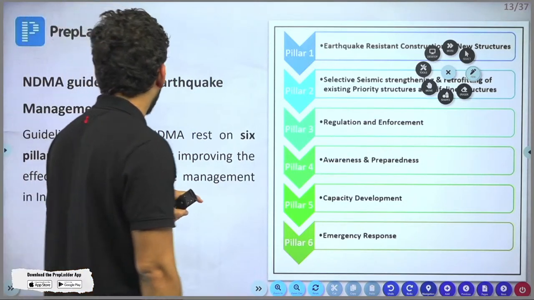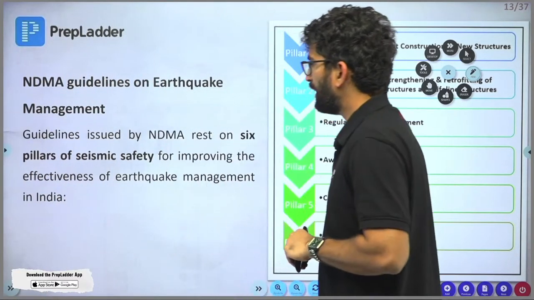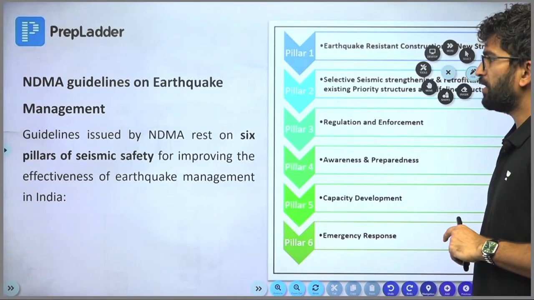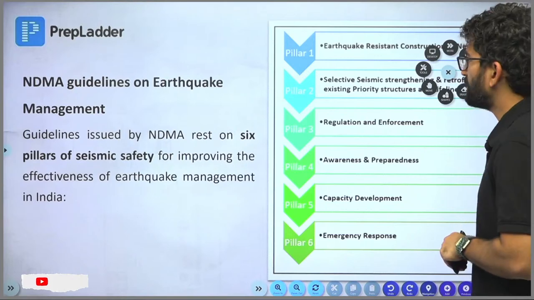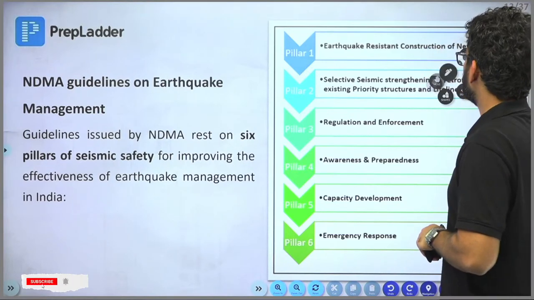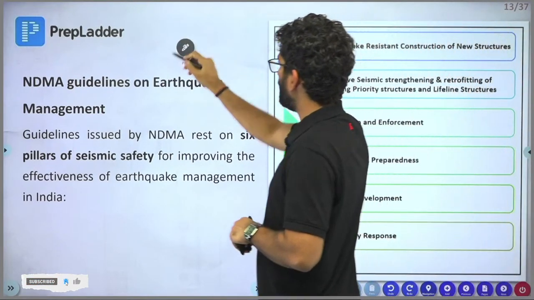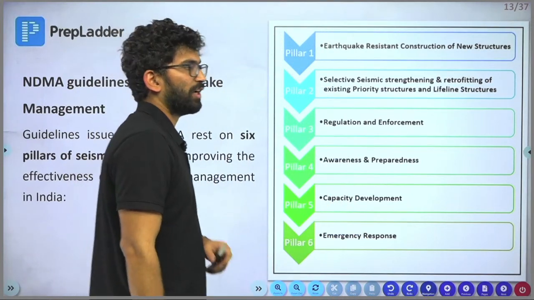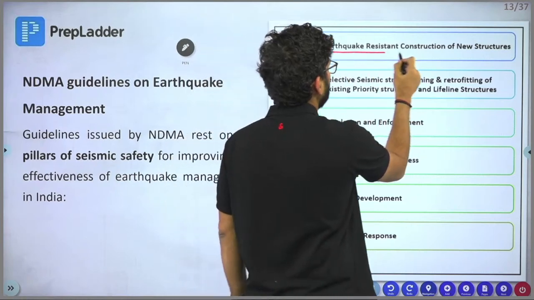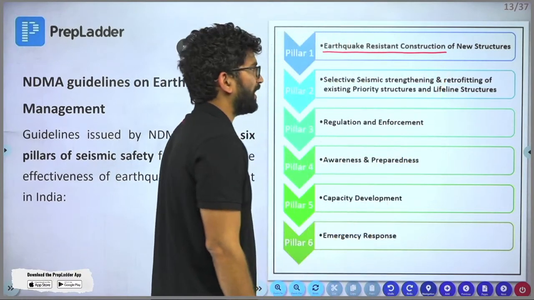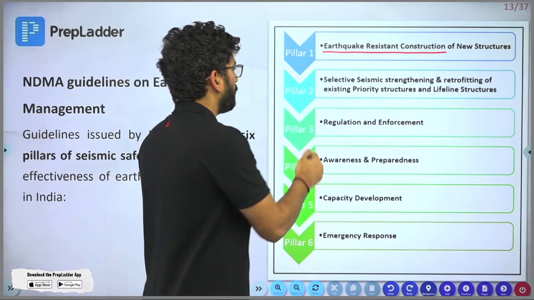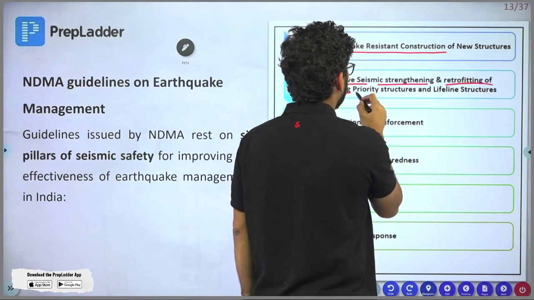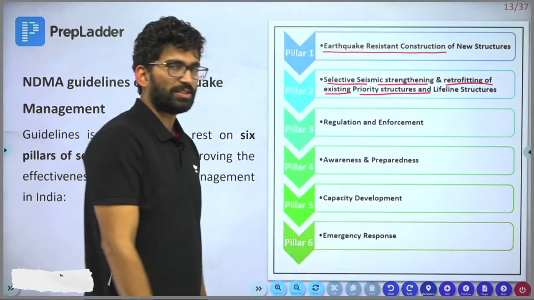What are the NDMA guidelines on earthquake management? The guidelines issued by NDMA rest on 6 pillars of seismic safety. So, what are those 6 pillars, guys? 6 pillars basically are earthquake resistant construction of new structures. Earthquake resistant construction of new structures. That is pillar 1. Pillar 2 is selective seismic strengthening and retrofitting of existing priority structures and lifeline structures.